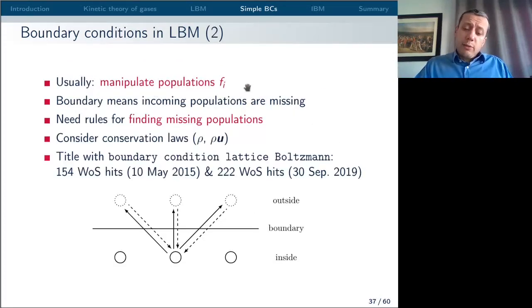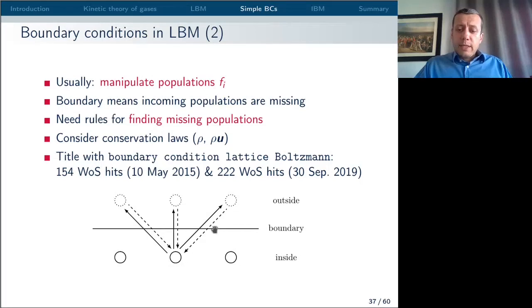Typically what you do in Lattice Boltzmann, you manipulate the populations directly because velocity and pressure and stress are not a priori relevant in Lattice Boltzmann. You will use them for the equilibrium distribution, but Lattice Boltzmann is an equation for the F populations, not for velocity itself.